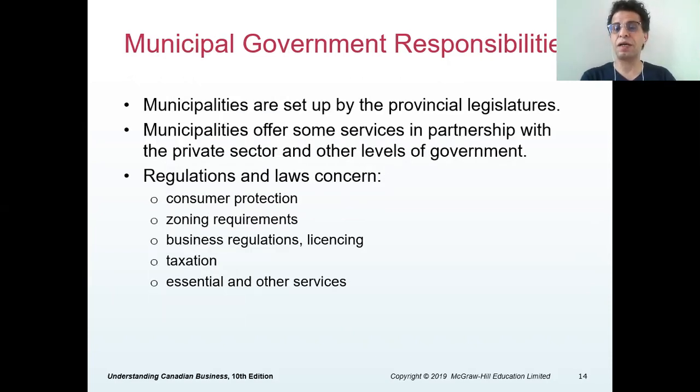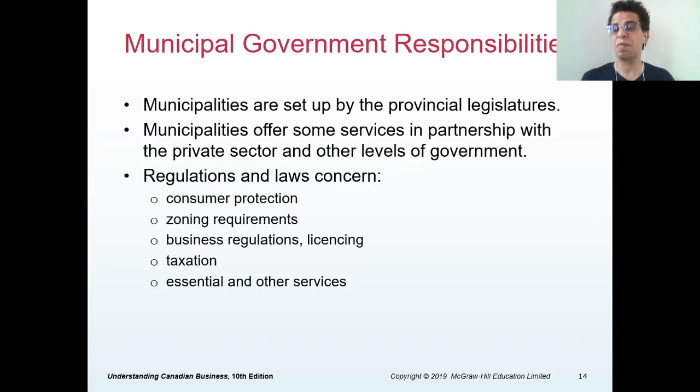Now, on a smaller scale, is municipal government responsibility. So there is Durham here, there is the Toronto area on an area level. Municipalities are set up by the provincial legislators. So the provincial government would set them up. So the municipalities are set up by provincial legislation.